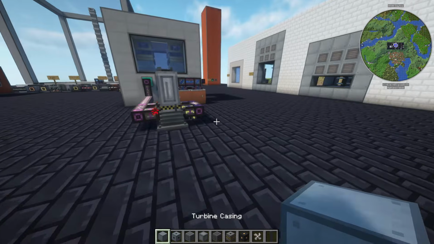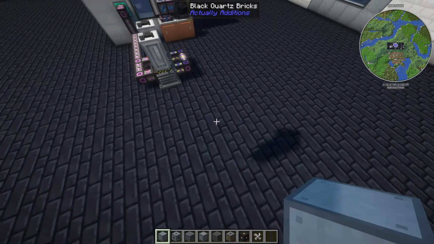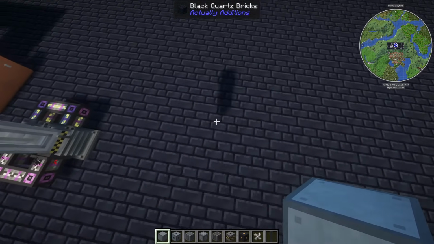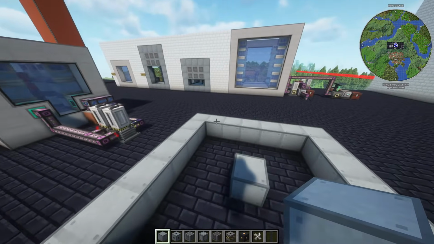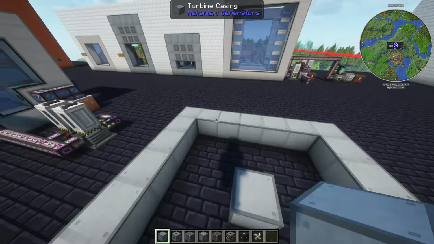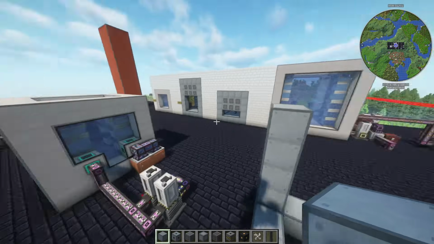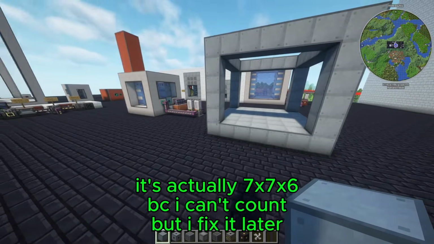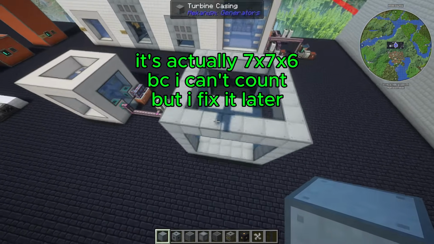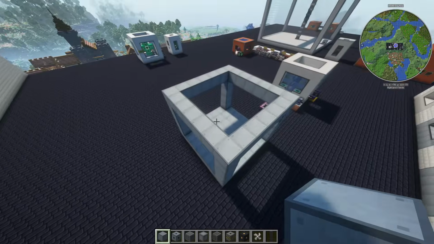So let's start out just like the reactor here. And let's make a 7x7. So as you can see here, a 7x7 has a center, which is what we want. And now we can just make it how tall we want it. All right, so it's now 7x7x7. And this is what it should look like once you're done filling in the outsides.